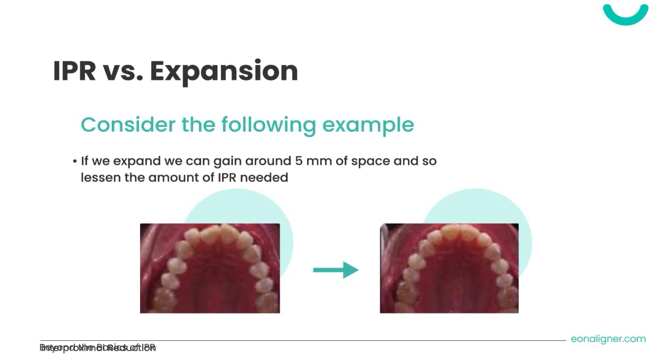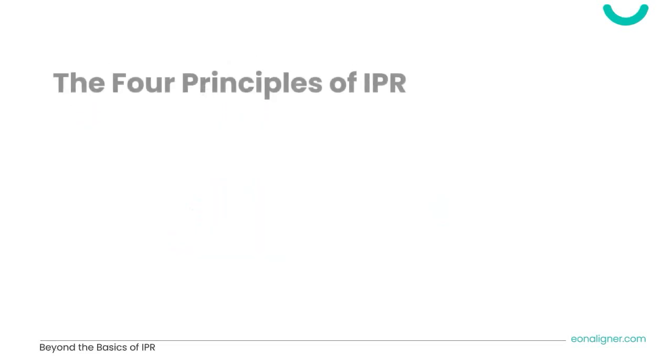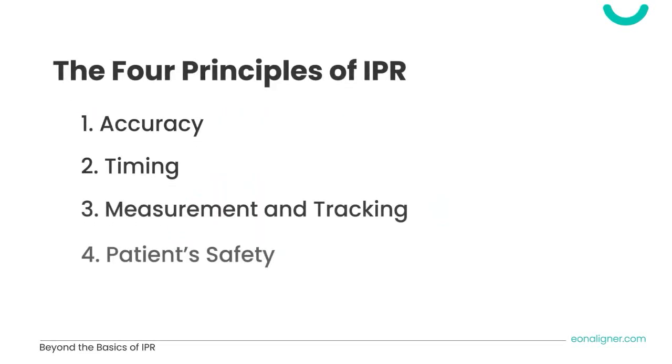Hypothetically speaking, let's see this case here. We need around 8 millimeters to align the teeth, so expansion will give us up to 5 millimeters, and we'll do IPR for the remaining 3 millimeters. We have 4 principles for IPR: accuracy, timing, measurement and tracking, and patient safety.